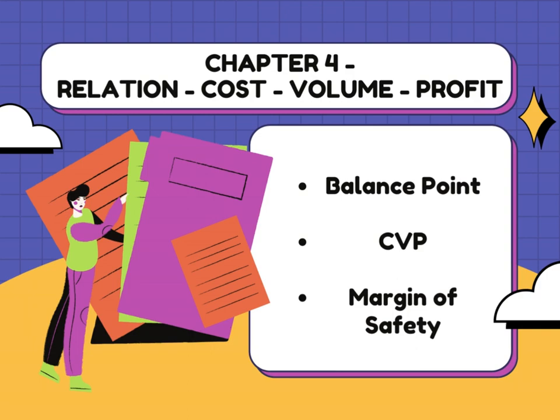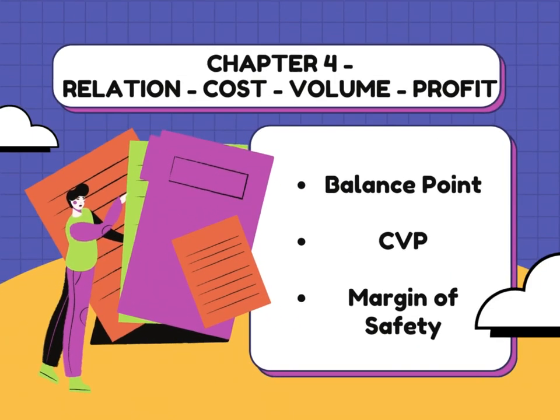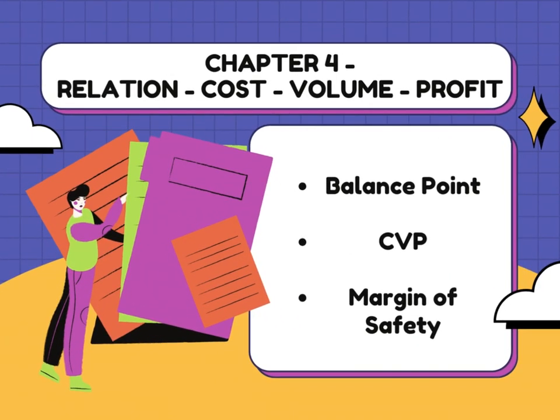Cost-volume-profit (CVP) analysis, also known as break-even analysis, is a financial modeling technique used to examine the relationship between cost, sales volume, and profit within a business. This analysis is based on several key assumptions that help simplify it and make it manageable.